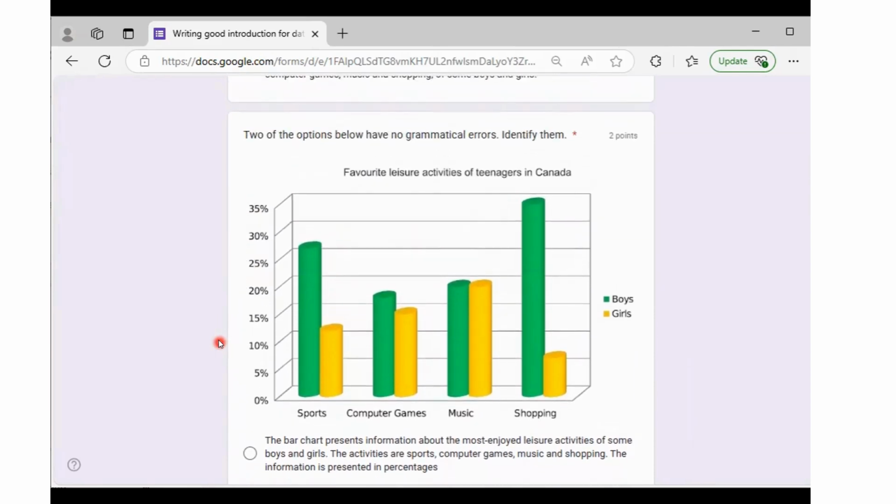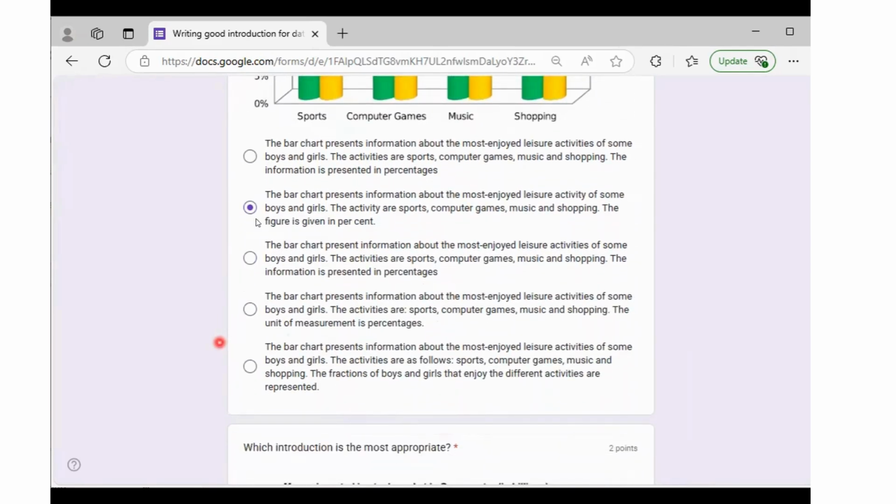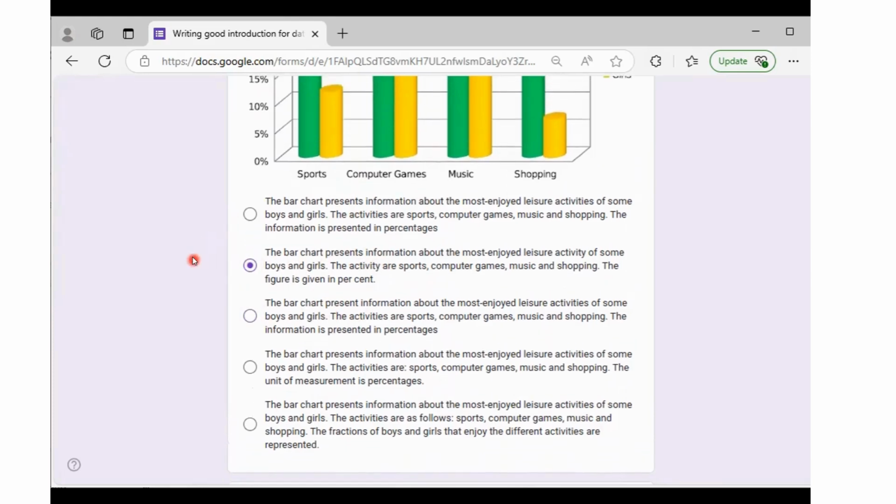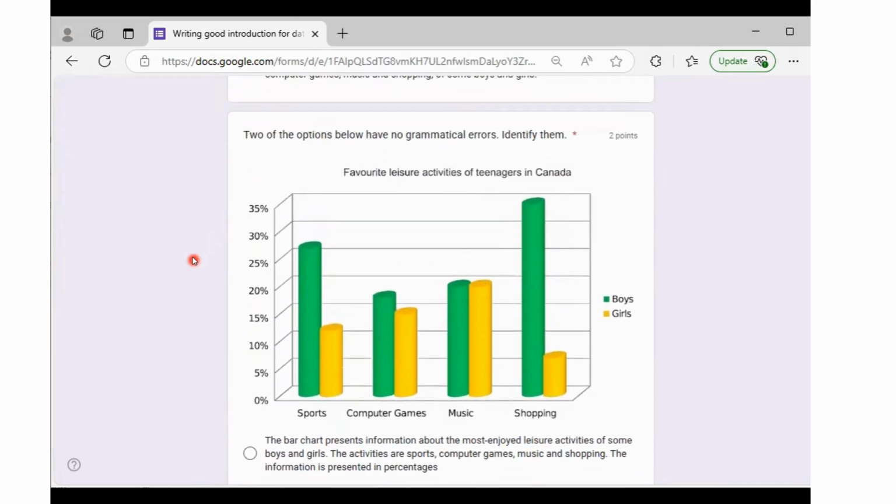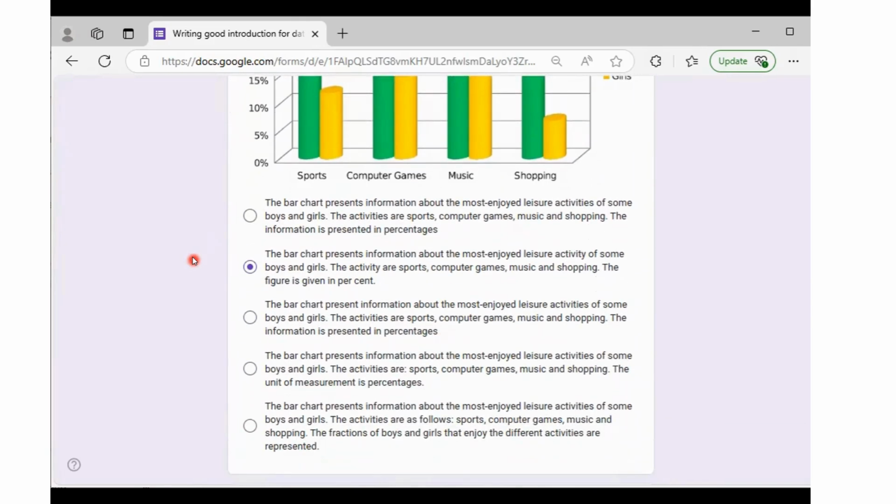We have to pick 2 options that have errors. So number 3, the bar chart presents, this one has an error. There's 1 bar chart, so the verb should be singular also. S should be there. Presents, just like this one has S. Okay, this one has S, correct. Although this one is correct, something here is wrong. So option C is wrong. We're supposed to pick 2 options that are wrong here. So these two, B and C, are wrong.